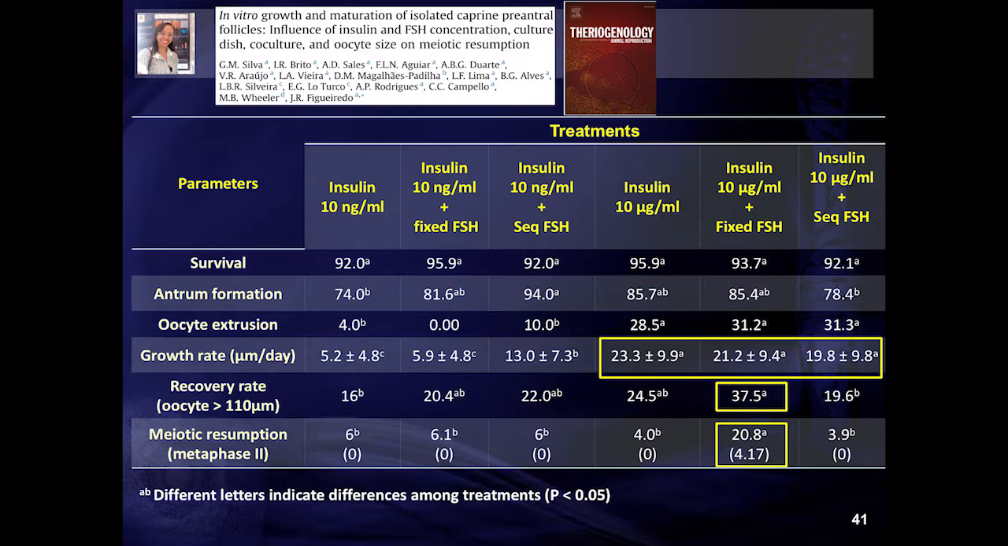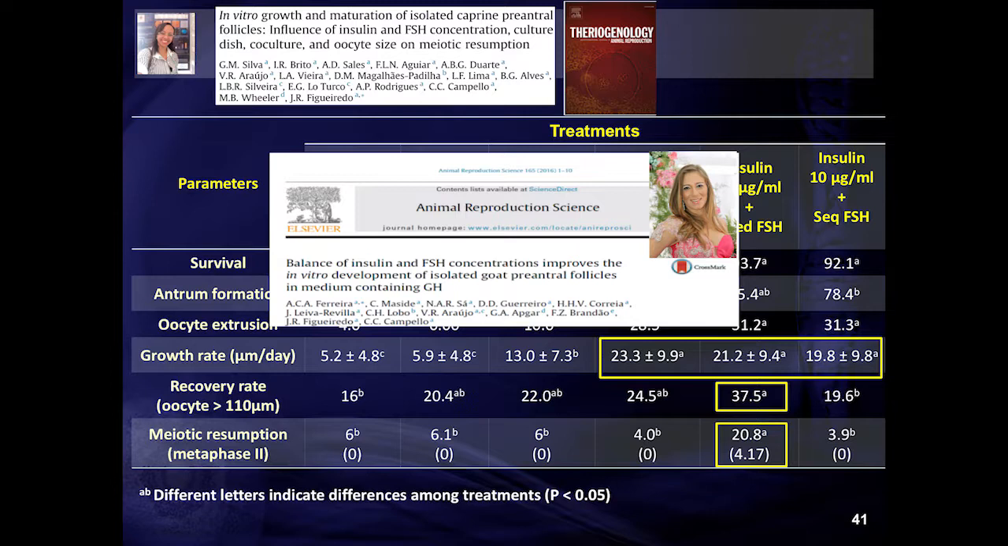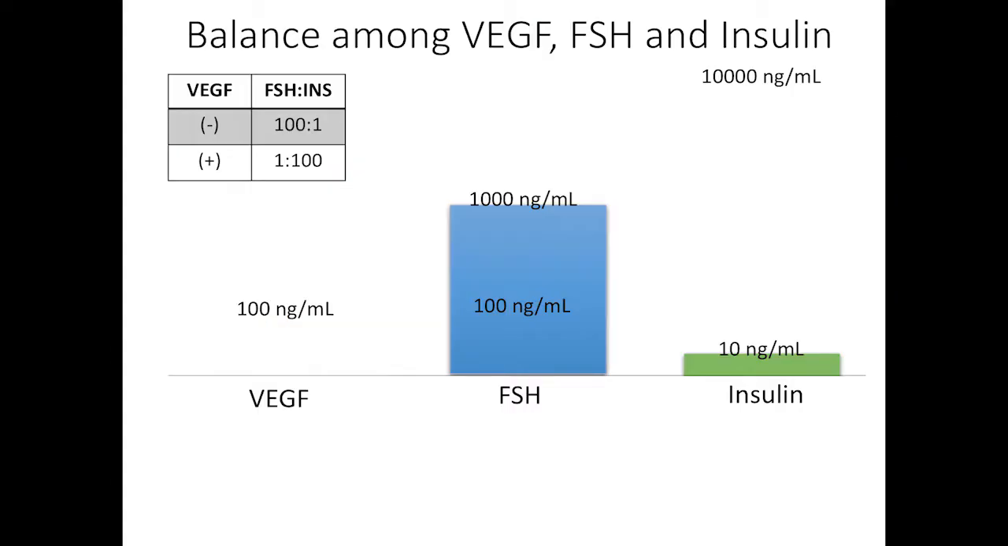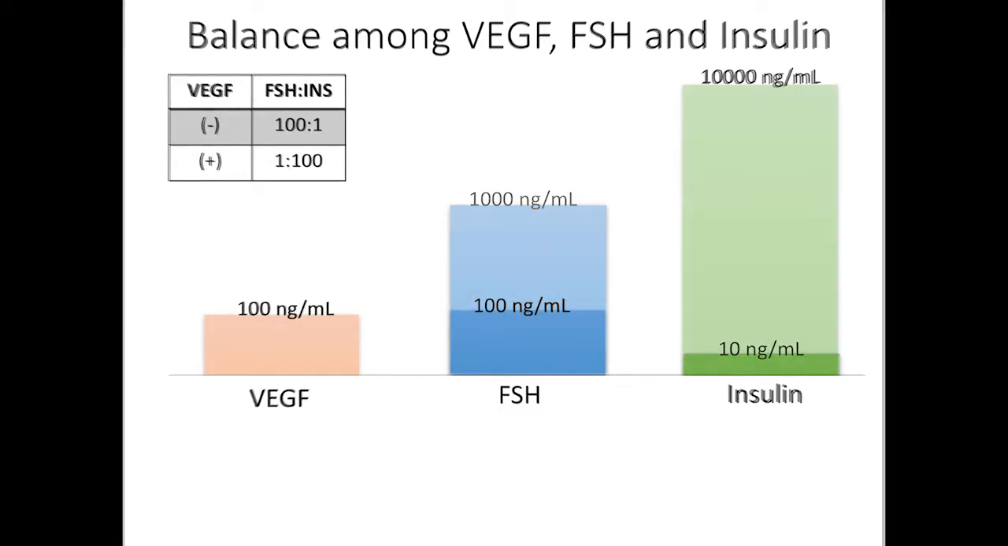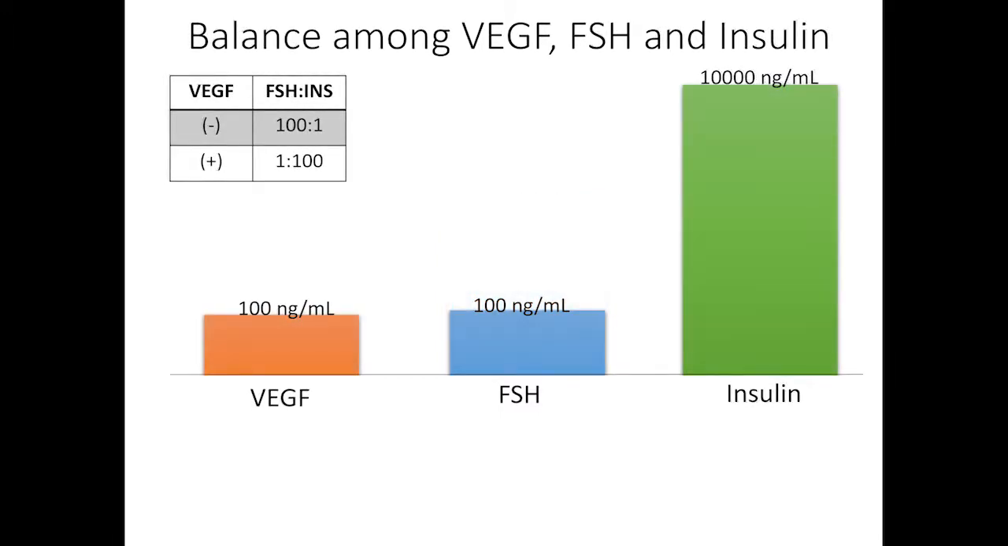When we compare two concentrations of insulin alone or associated with FSH, fixed or increasing FSH concentration, in a base medium containing VEGF, the best outcomes were obtained using high insulin associated with fixed FSH concentration. Similar results were obtained when GH was part of the base medium. Therefore, when VEGF is part of the base medium, we need to reduce FSH concentration and increase insulin concentration.